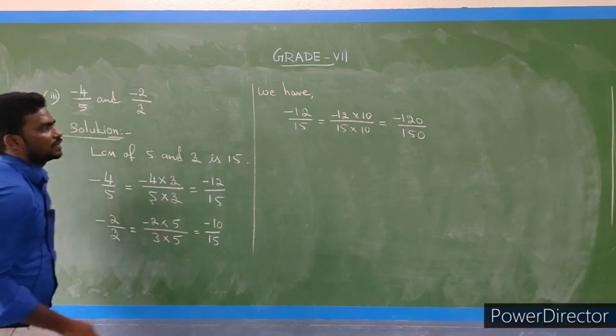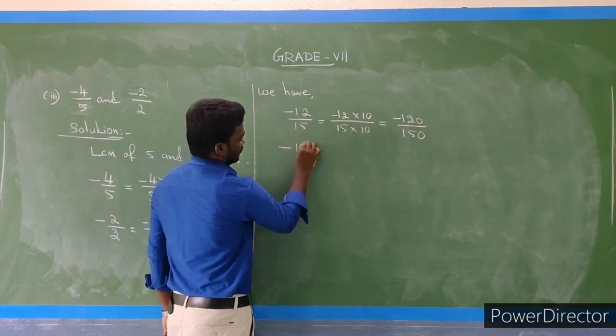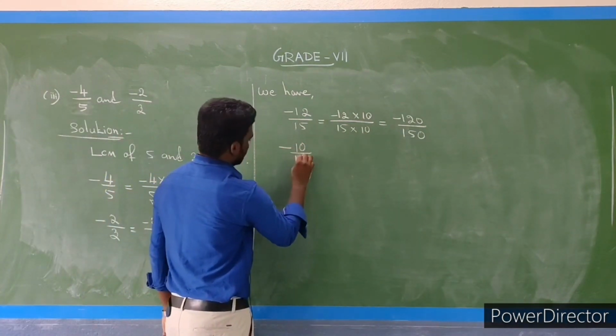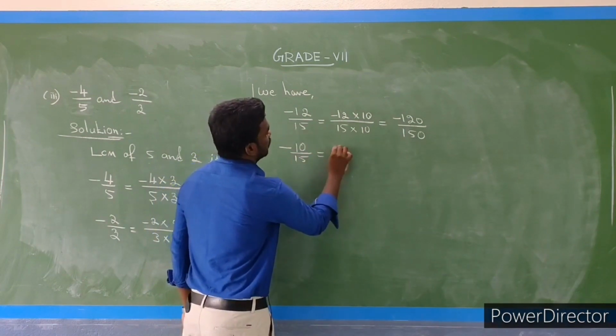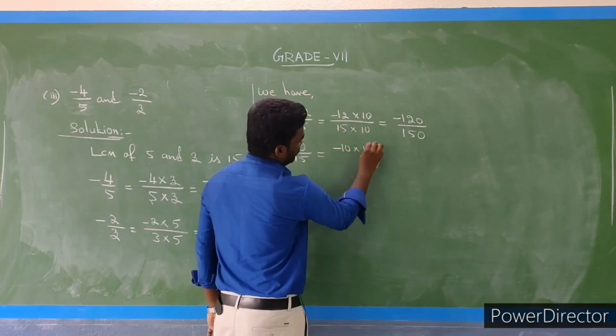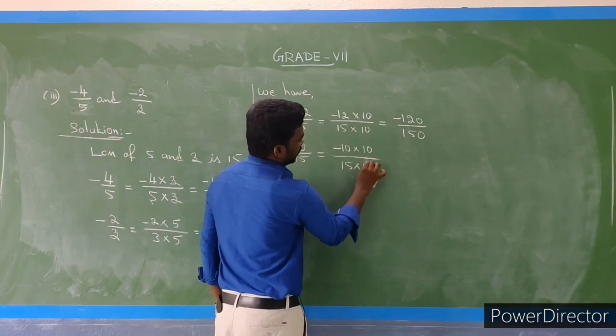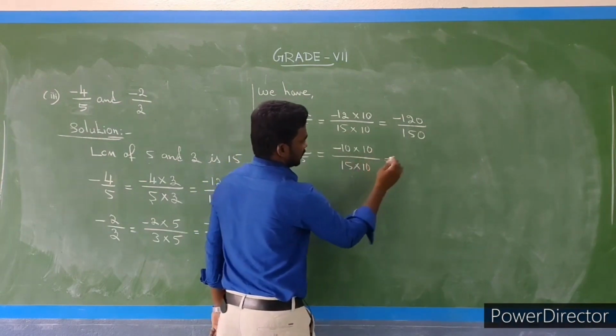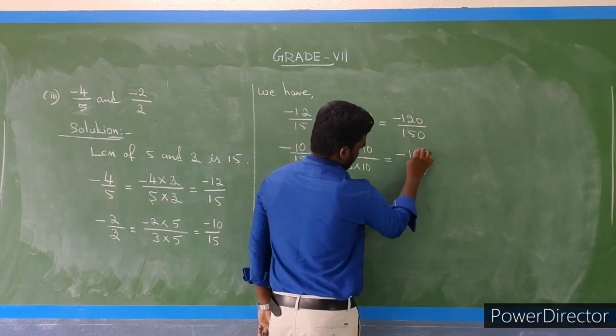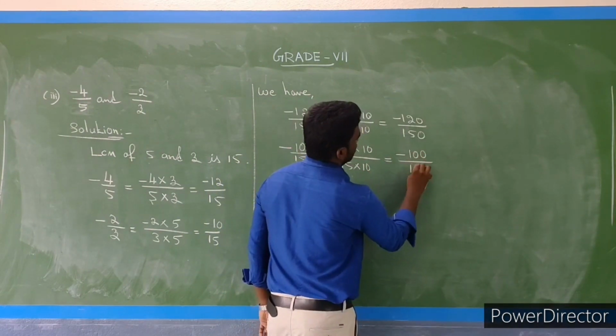What is our next number? Minus 10 by 15. So minus 10 by 15 is written as minus 10 multiplied by 10 divided by 15 multiplied by 10. So the value is, 10 tens are 100. So minus 100 divided by 150.